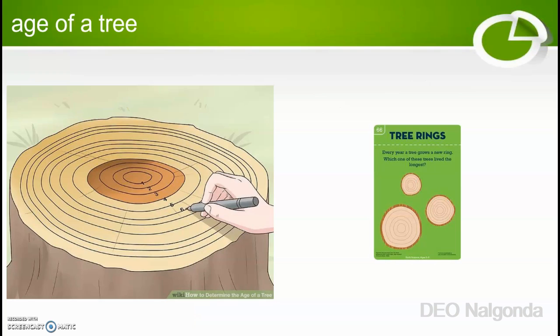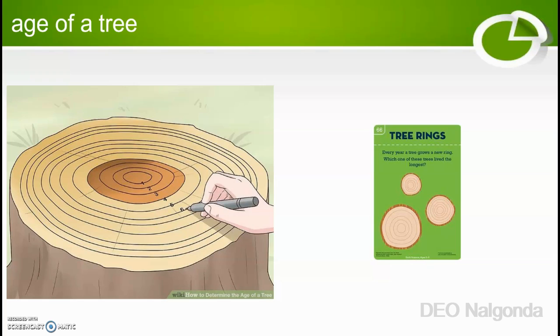Then children will get a doubt. How do we know the age of a tree? So, do trees have birthdays? Yes, they have birthdays like us. They even get gifts on their birthdays. So, what is the gift the tree gets?